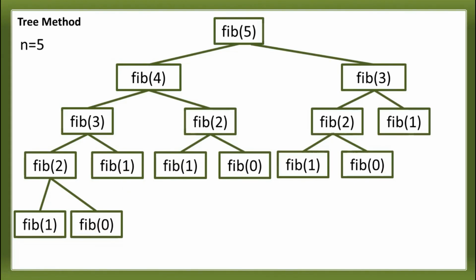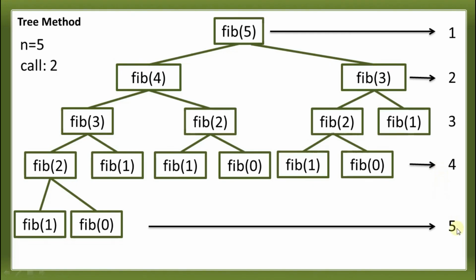Ngayon, ilang beses siya nagko-call? Kung titignan natin, dito na part, 2 beses. Kay fib3, 2 beses. Kay fib2, 2 beses. Same with the others. Tigda 2 beses. So, yung call ng function niya is 2. Itong nasa taas, that is the first call, the second call, third call, the fourth call, and the fifth call. Okay? So, 1, 2, 3, 4, 5 beses. Which is ganun din yung bilang nung n natin. So, pwede natin sabihin na 2 raised to n.